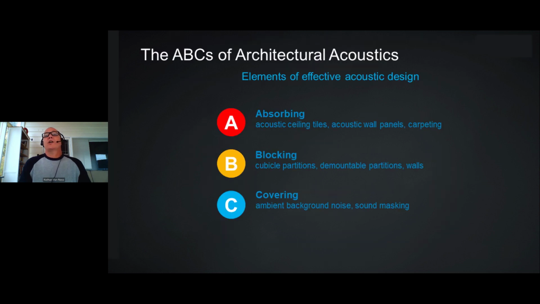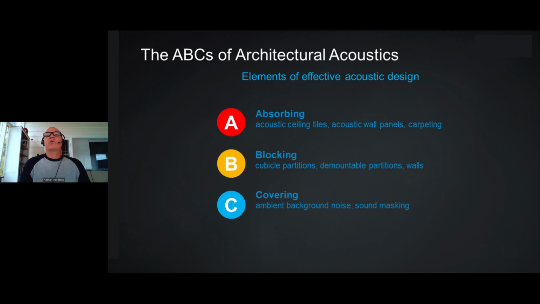Now let's talk about architectural acoustics and the 3 main concepts used to discuss noise control and speech privacy. We refer to them as the ABCs of architectural acoustics. The first is A for absorbing, and most of us are probably familiar with this concept. Absorption is simply the process of adding acoustically absorptive materials to a space, like acoustic ceiling tiles, acoustic wall panels, carpeting, etc.